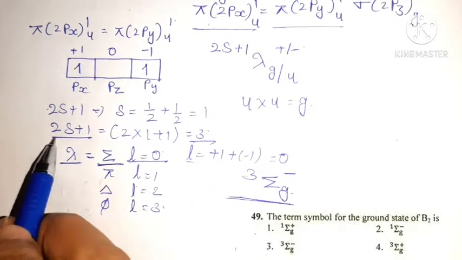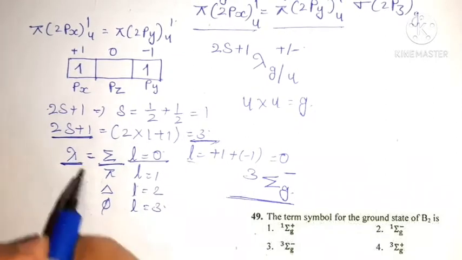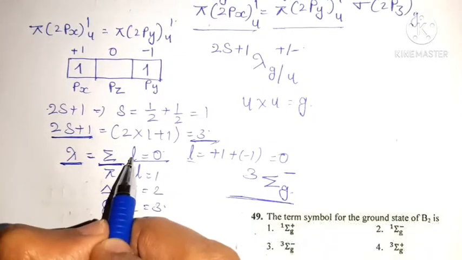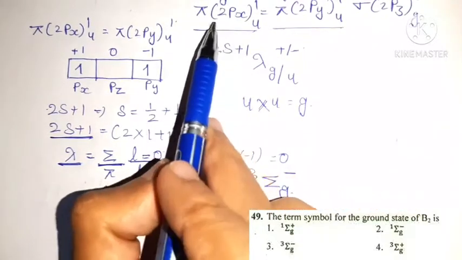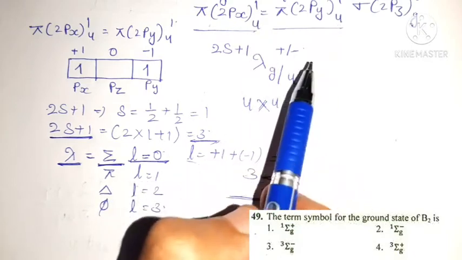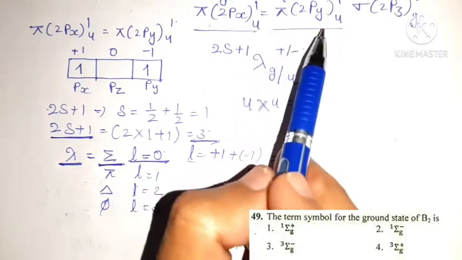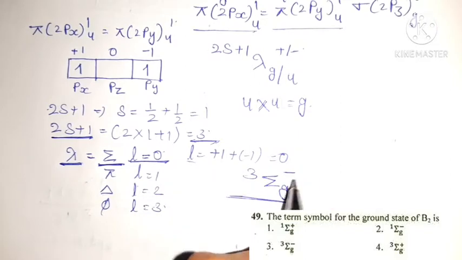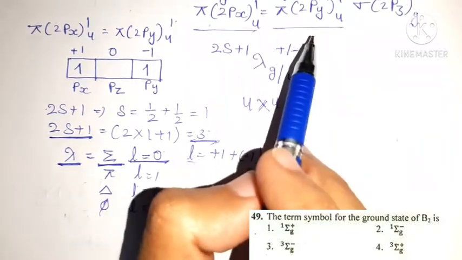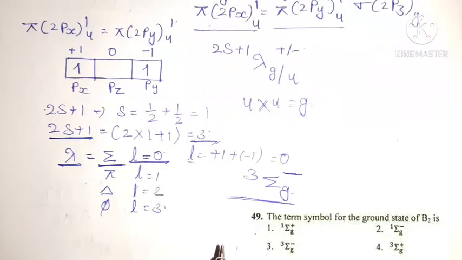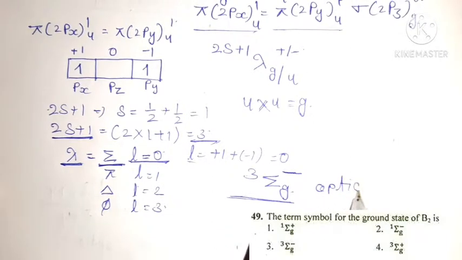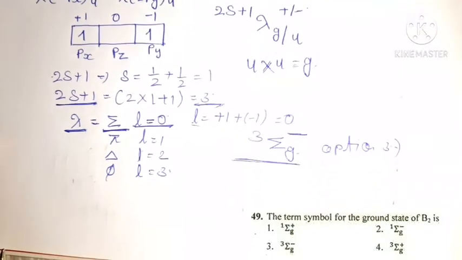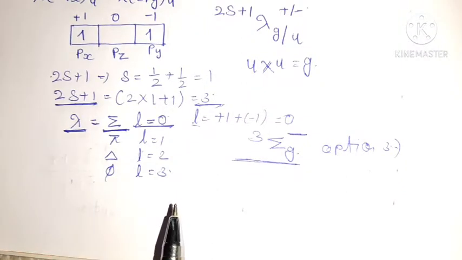Okay, let's see once again. The value of 2S plus 1 is 3. The value of lambda is sigma, because the value of L is 0, and both electrons are present in pi orbitals, and these are ungerade and these are ungerade. So ungerade into ungerade is equal to gerade. Okay, so this is gerade, and because both electrons are present in pi orbitals, it should be minus. So the ground state term symbol for the B2 molecule is 3 sigma g minus, which is your option number 3. Understand? Your option number 3 is the correct answer for this question.